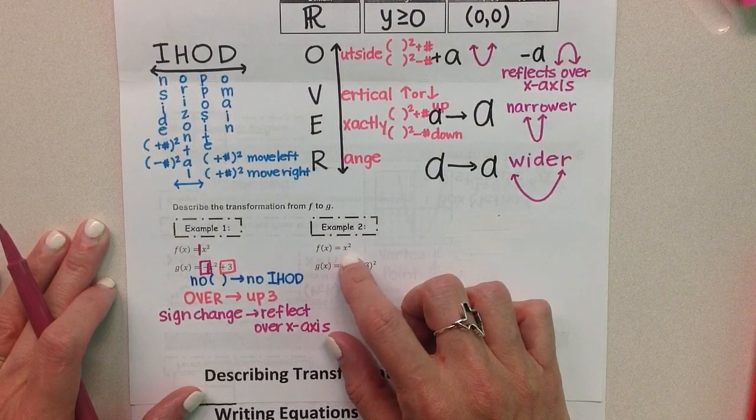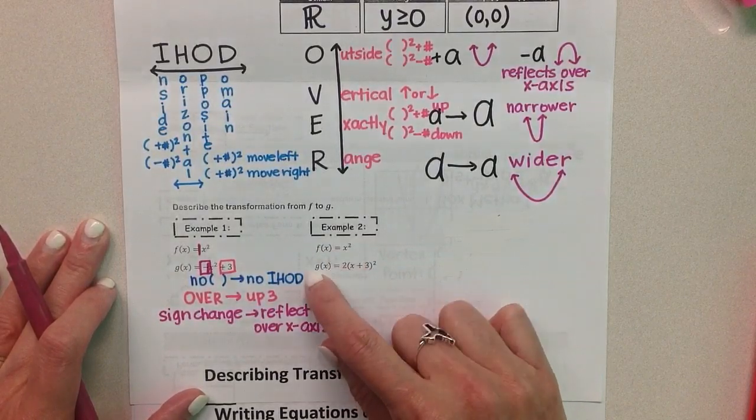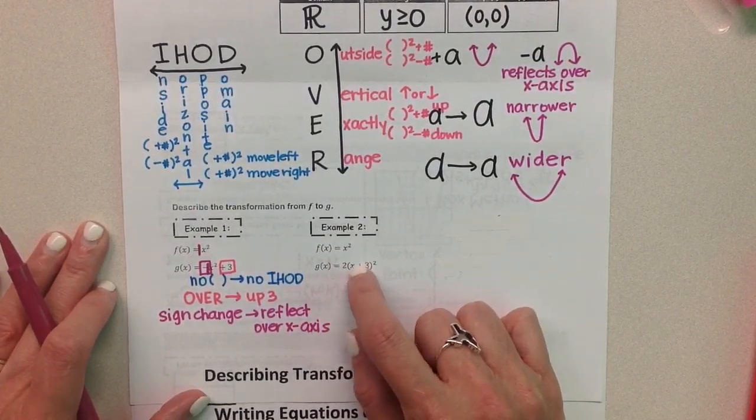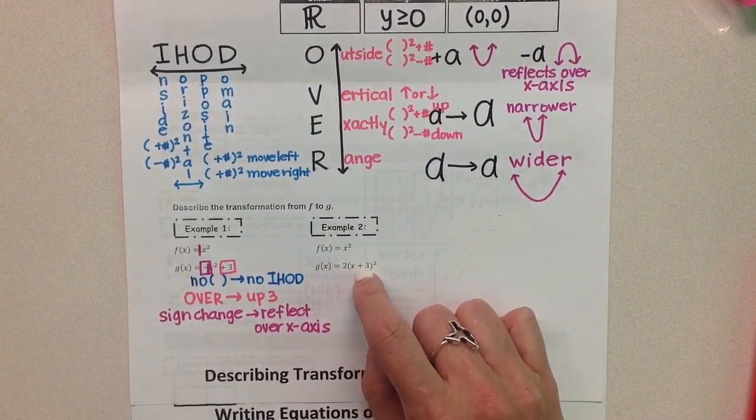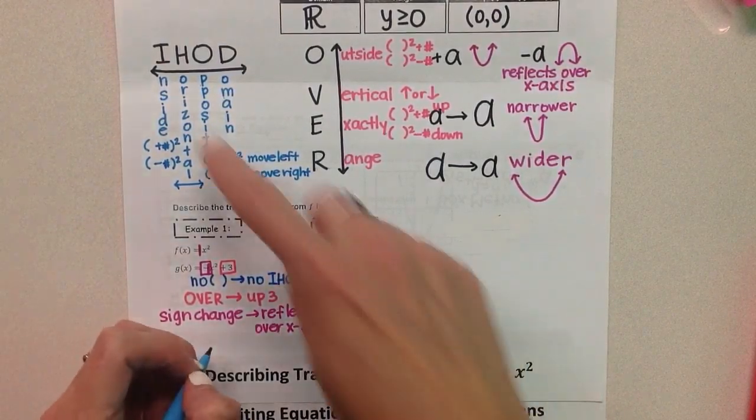Let's look at example number 2. We have f of x is equal to x squared, and g of x is equal to 2 times the sum of the value of x and 3 squared. So again, I want to look at my IHOD number. I'm going to start with that.